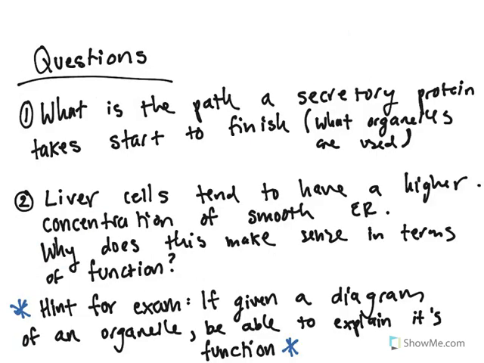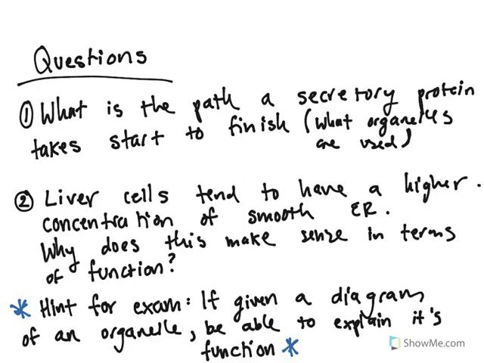And lastly, I'm going to try to include some of these questions on slides. The whole point of this is I'm going to put the answers in the description. So you would get the most out of these questions if you try to answer them on your own first as a review, and then check your answers using my explanation in the description. So the first one is, what is the path that a secretory protein takes start to finish, aka what organelles is it rolling through? Where is it starting? Where is it winding up?